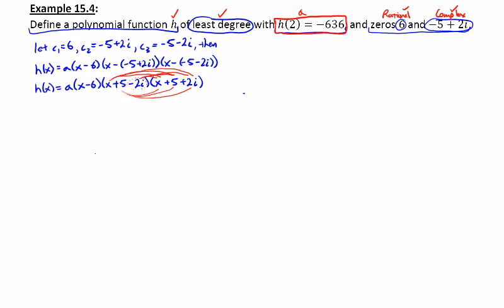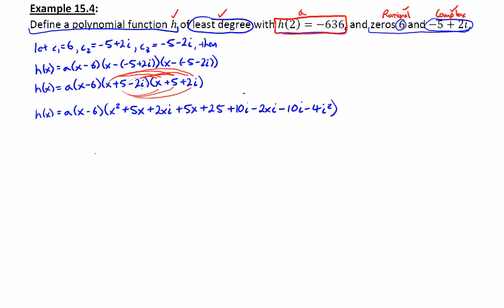Let's set this up. h of x is going to equal a times x minus 6 times x squared plus 5x plus 2xi plus another 5x plus 25 plus 10i minus 2xi minus 10i minus 4i squared.